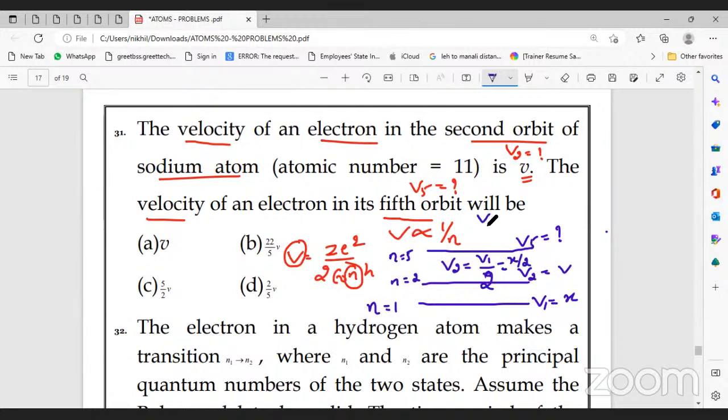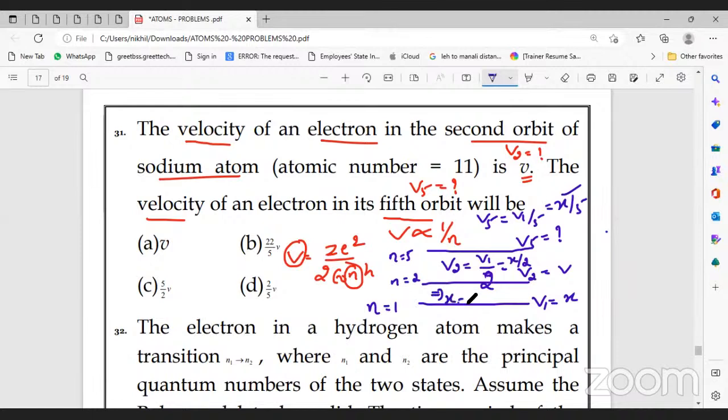Similarly, can you write it for V5? V5 is V1 divided by 5. V1 is X, so V5 is X by 5. But I don't want the answer in terms of X. Look at the options. They have not given it in terms of X; they have given it in terms of V. So V2 will be X by 2.